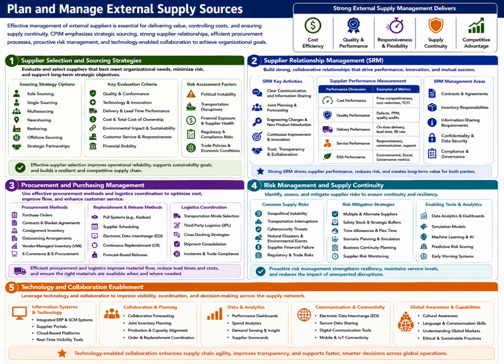External supply management also involves evaluating sourcing strategies, assessing risks, and coordinating procurement activities across global supply networks. Effective supplier management improves operational flexibility, reduces disruptions, and strengthens organizational competitiveness. This content area prepares professionals to manage increasingly complex supplier ecosystems while supporting broader business and supply chain objectives.